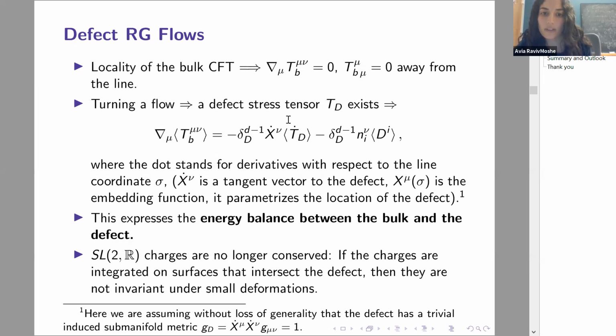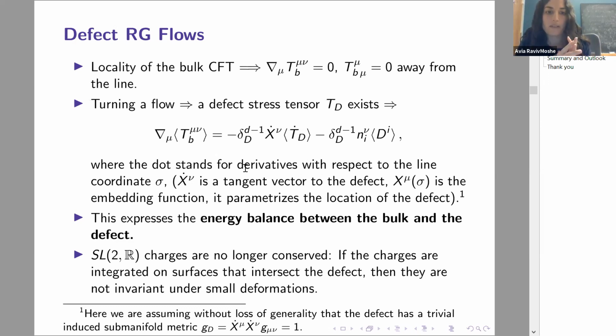We denote it by T_D, and the Ward identity from before gets modified by the addition of this new term, where a dot stands for derivative with respect to the line coordinate sigma, and x^ν dot is a vector tangent to the defect, meaning x^μ is the embedding function. It parameterizes the location of the defect. And what this equation physically means is that it expresses the energy balance between the bulk and the defect.